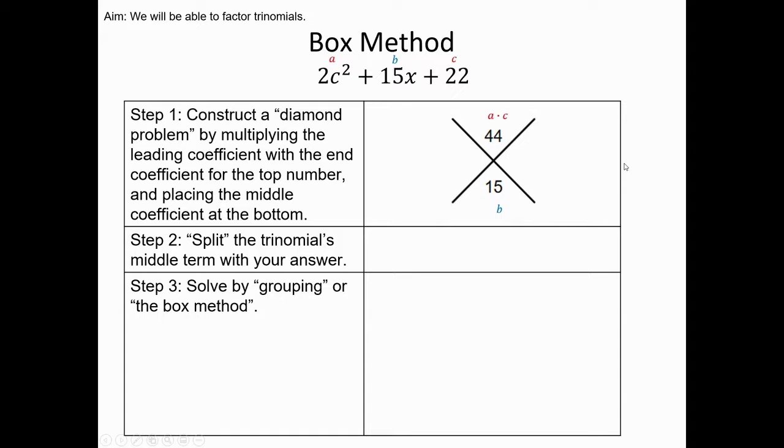And we have to figure out what multiplies to get the top number, what also adds up to get the bottom number. So once again, I always start with the top number. 1 times 44 is 44. But then we have 1 plus 44, which is 45. So that didn't work out.